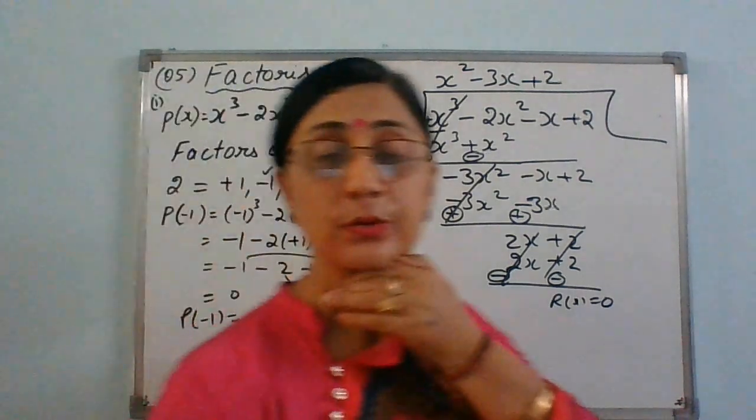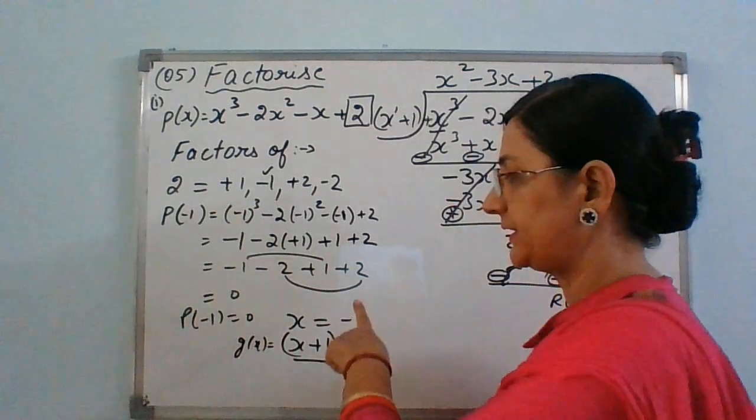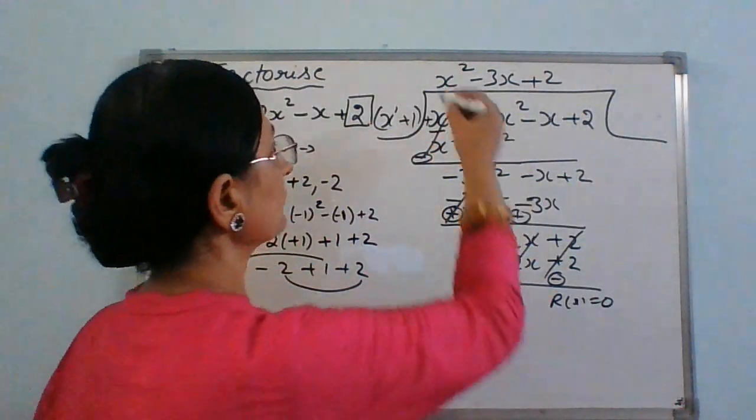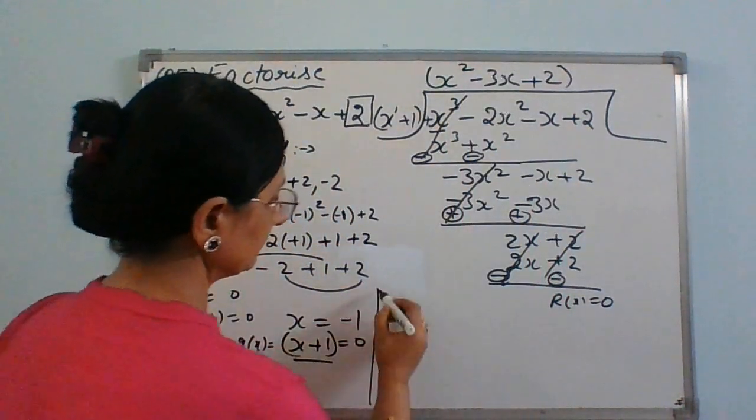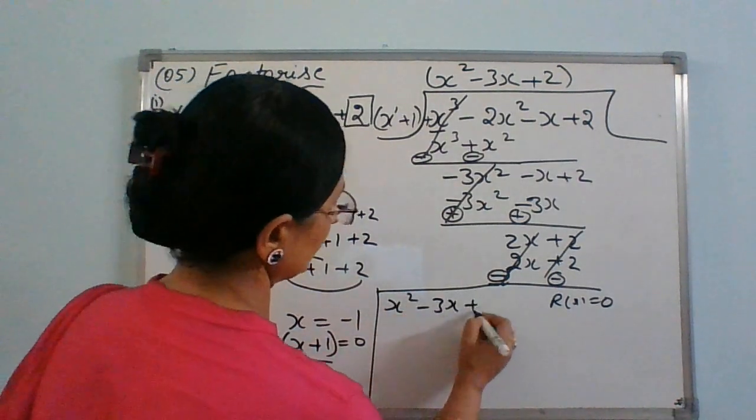Now how to solve? It is a lengthy question. First, what did we do? We found the factors of the constant, then checked at which one 0 comes, then saw which factor it is, and with that factor we did this long division and found this. Now we have to do the splitting of this. Now here we have x square minus 3x plus 2.